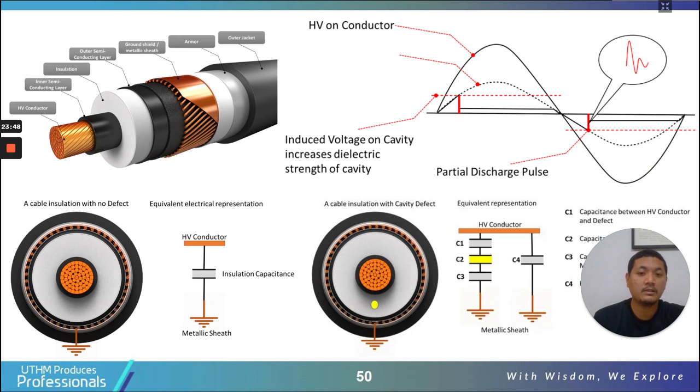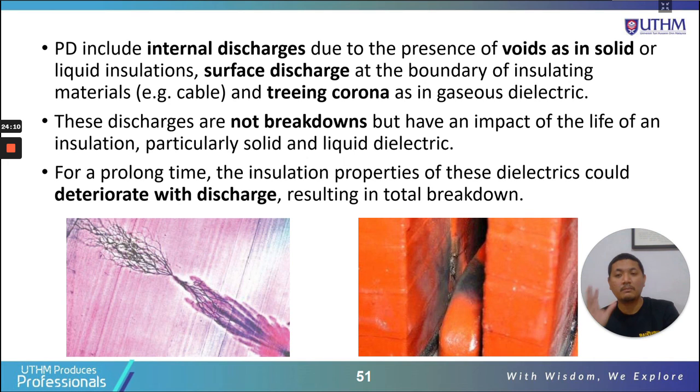Discharge happens only in the void, in the cavity, in the defect. It doesn't happen across the complete insulation. No, it just happens in the defect, so it's only partial discharge, not full breakdown, right? However, it can affect the life of the insulation. Over time it will affect the life of the insulation.